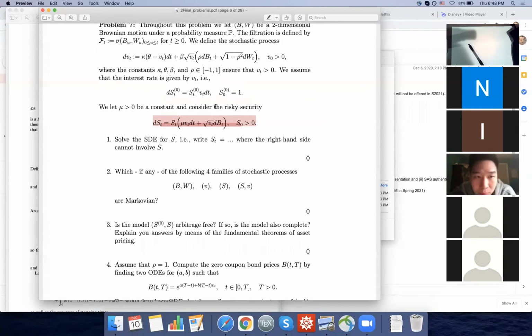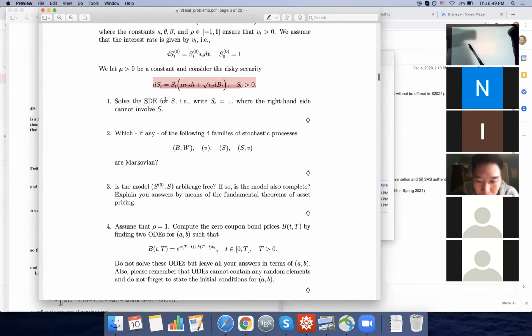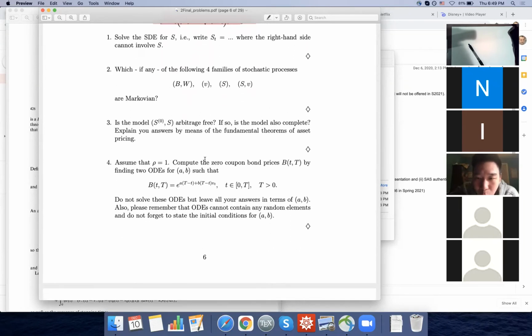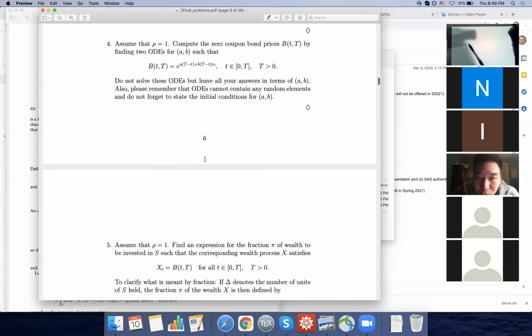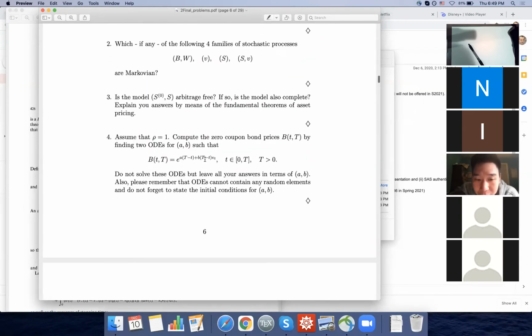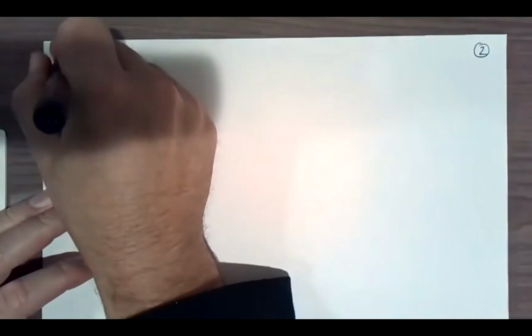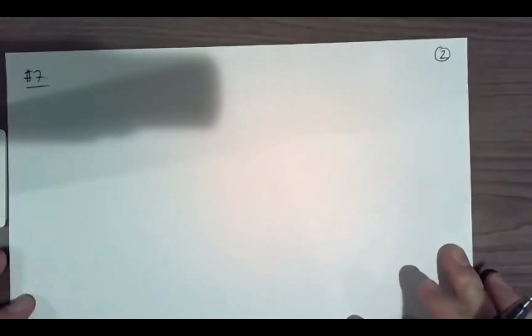So the first question is, solve this SDE for S. We can also solve the SDE for S0. Then it comes to Markovian. Then it comes to, is it arbitrage free? And then it comes down to hedging and pricing. So this is a problem that will take you through basically all the elements that we talked about in the last few weeks. So I want to see how it will go on a problem like this one. So this here is number 7, an old exam question given out some years ago.